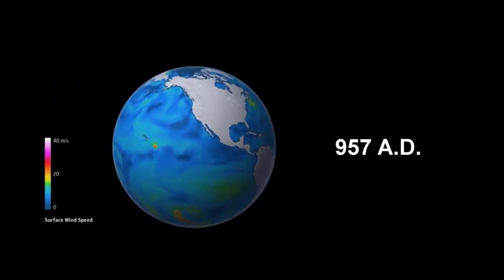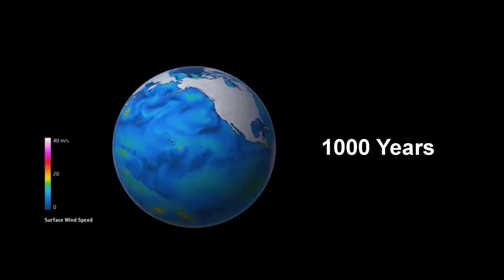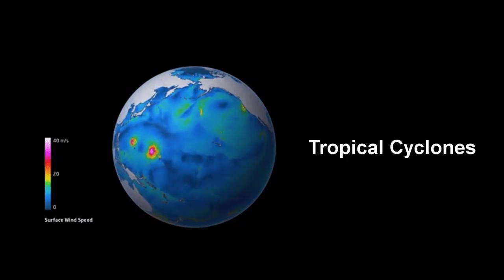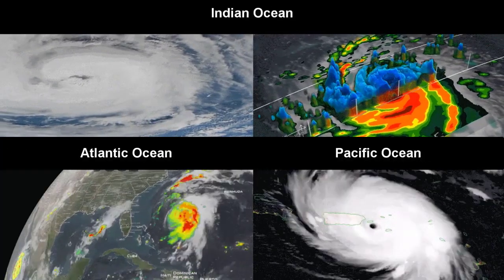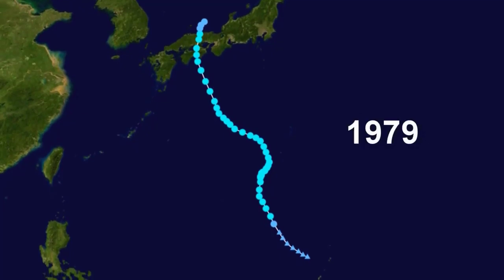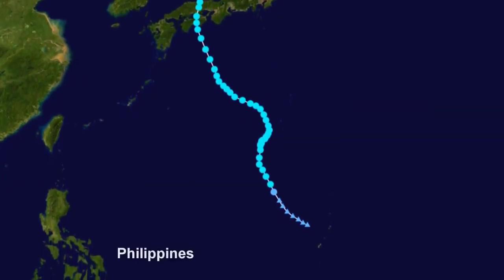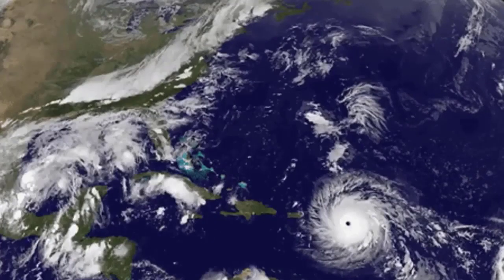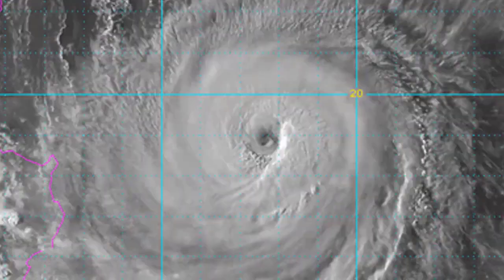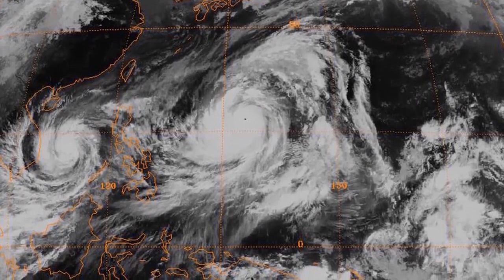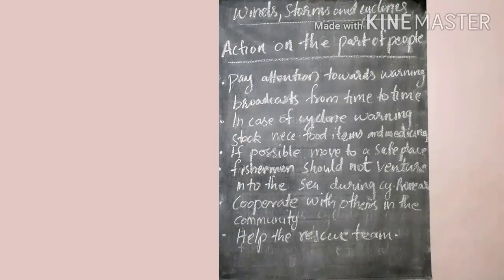Since 957 AD, that is for almost 1000 years now, there have been at least 11,982 recorded tropical cyclones in the Atlantic, Pacific and the Indian Oceans. And so far, the largest ever recorded is Typhoon Tip that occurred in 1979 in the South Pacific Ocean near the Philippines, which was 2,200 kilometers in diameter with a wind speed of 190 miles per hour, that is 305 kilometers per hour. It lasted for almost 20 days, and this is said to be the largest and the strongest cyclone.